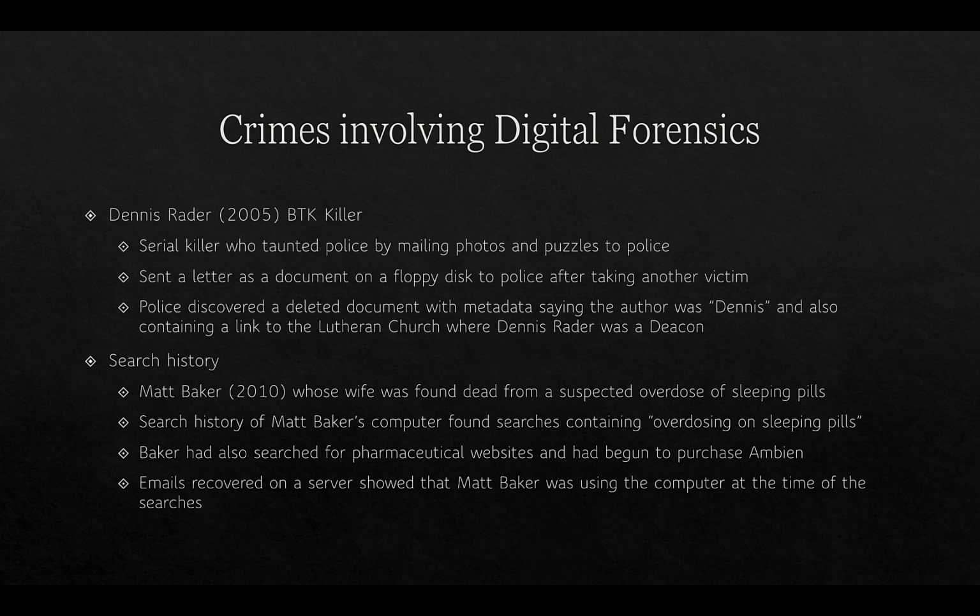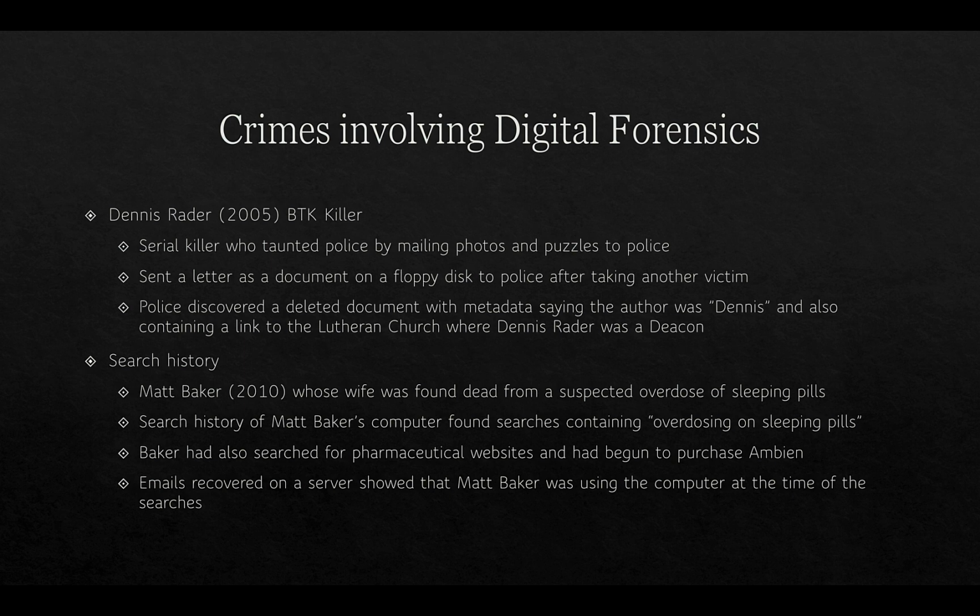In another incident, a guy called Matt Baker in 2010 was found guilty of the murder of his wife. She was found dead from a suspected overdose of sleeping pills, but the search history of Matt Baker's computer contained searches about overdosing on sleeping pills, and Baker had also searched for pharmaceutical websites and had begun to purchase Ambien, which is a sleeping pill.